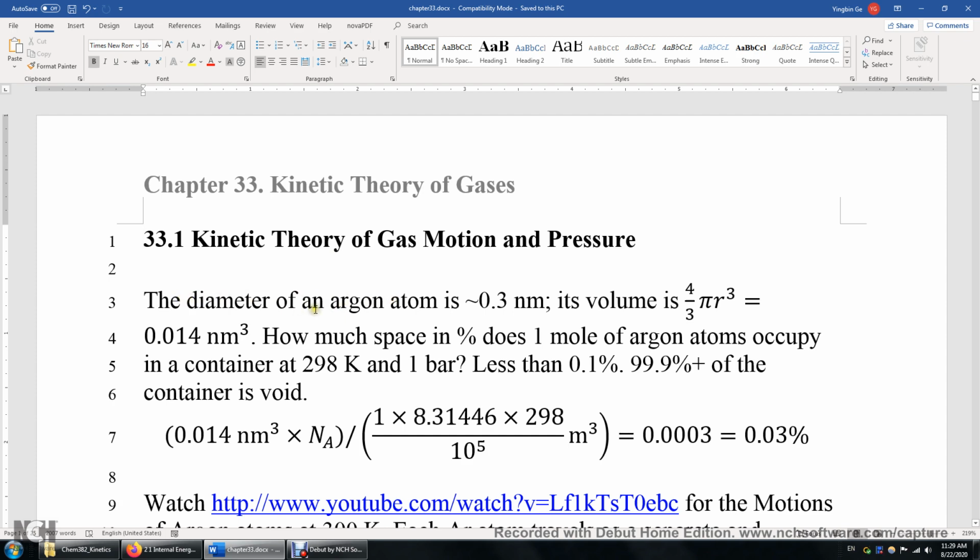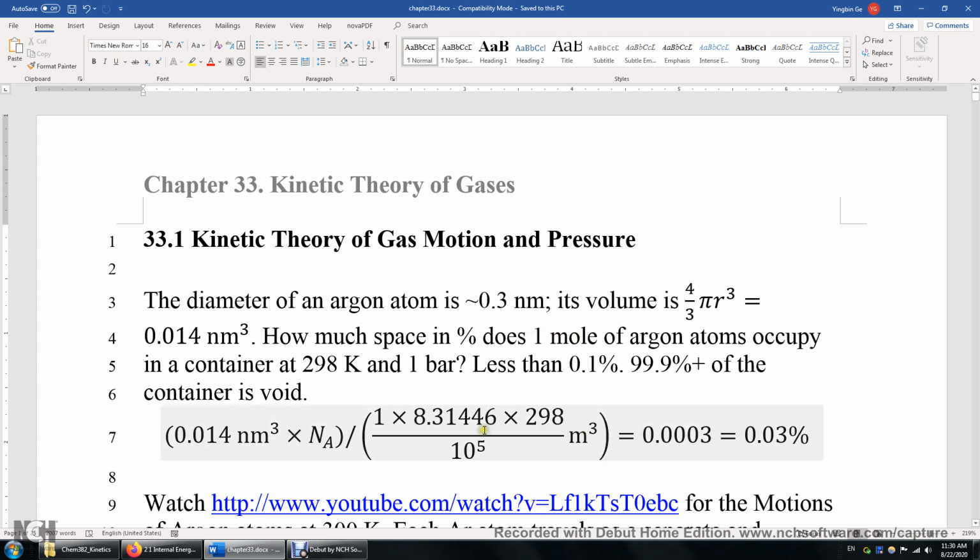The diameter of an argon atom is roughly 0.3 nanometers or 3 angstroms. Its radius is 0.15 nanometers. Its volume, using this equation, is 0.014 cubic nanometers. So now let's compare the size of 1 mole, or 6 times 10 to the power of 23 atoms, with the total volume of the container.